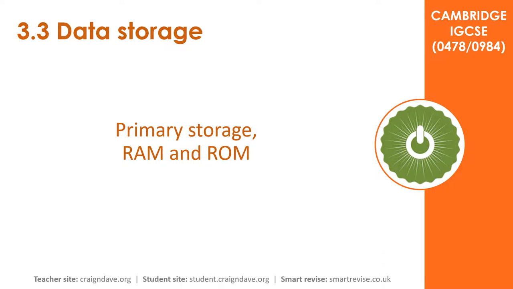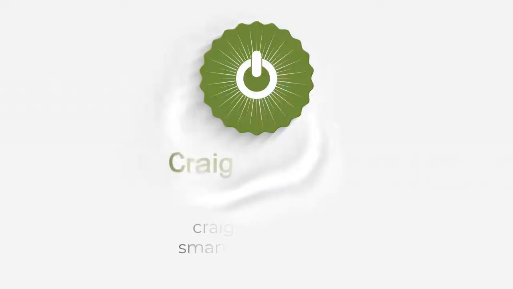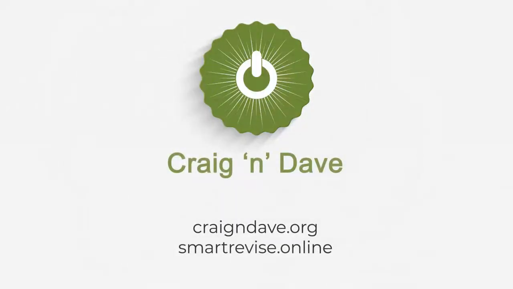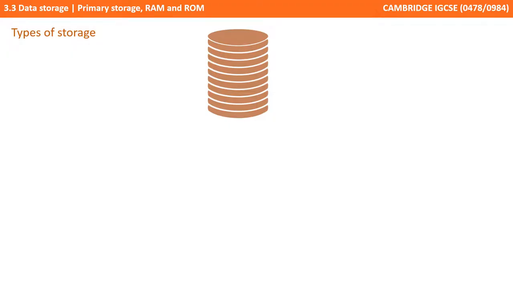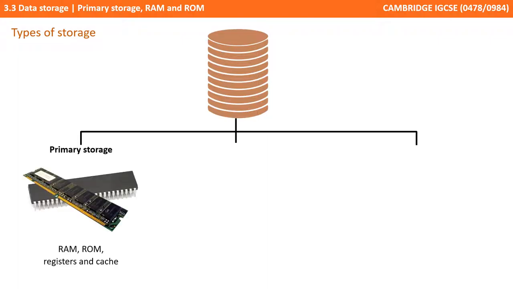In this video, we discuss primary storage, with a focus on RAM and ROM. Storage devices fall into three broad categories. Primary storage. We consider these to be RAM, ROM, registers, and cache memory.